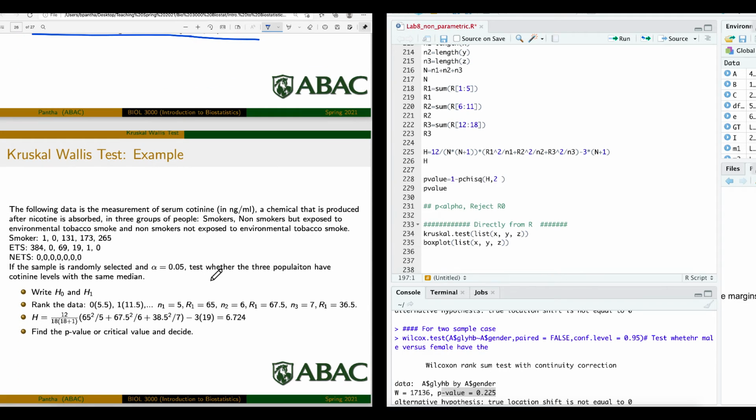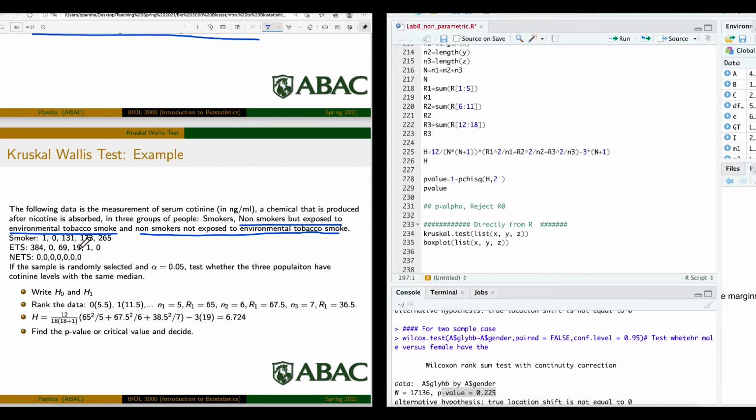Let us see this example. The following data is the measurement of serum cotinine, a chemical that is produced after nicotine is absorbed, in 3 groups of people: smokers, non-smokers but exposed to environmental tobacco smoke, and non-smokers not exposed to environmental tobacco smoke. So these are the cotinine levels of the smokers. These are for the non-smokers who are exposed to the smokers.